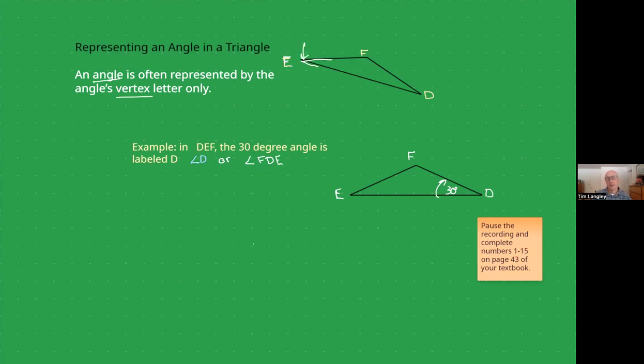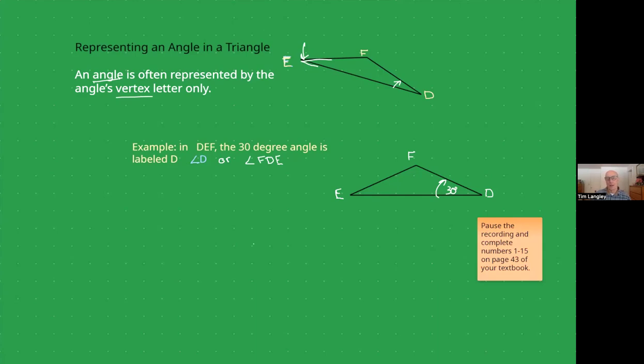Sometimes you might have directions that say, what is the measure of angle E of this triangle EFD? Or what is the measure of angle D? Just be aware that's the language they're using for that particular angle. If I said D, it's this one right here.